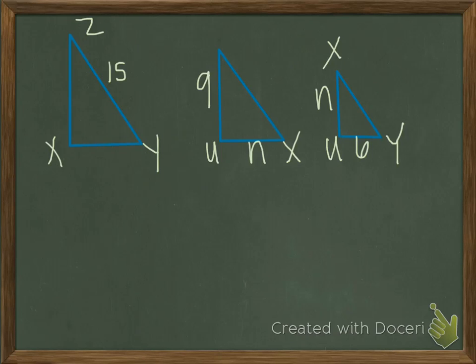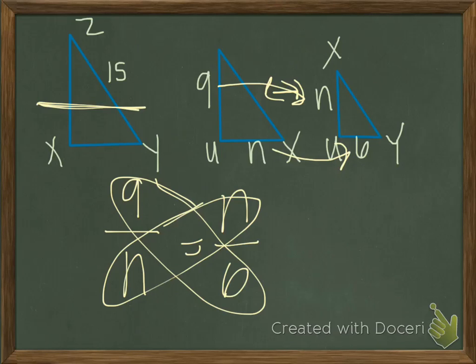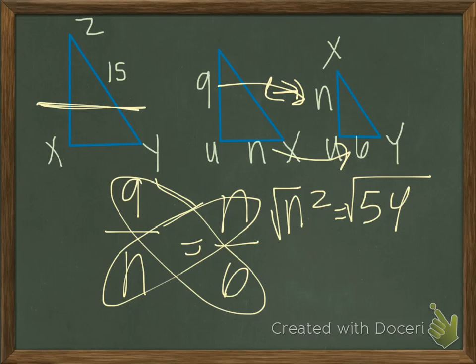And now we just need to solve for N. Now we can't even use this picture because it doesn't have two side lengths and it doesn't have a variable in it, so we need to use these two pictures. So we have 9 goes to N, and N goes to 6. Now we cross multiply, and we get N squared equals 54. We just need to solve for N, so we take the square root of both sides, and we get N equals the square root of 54.